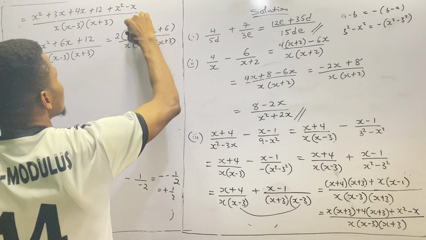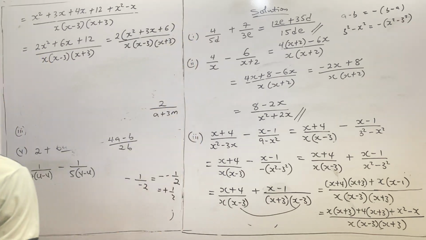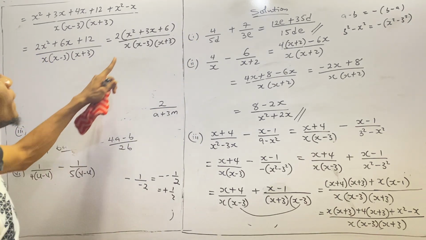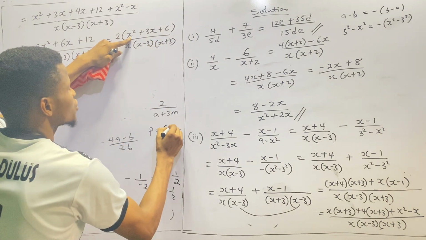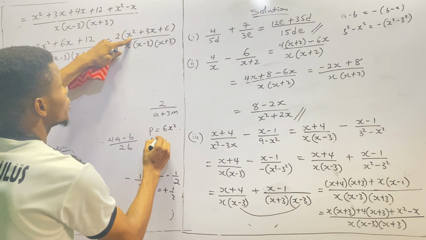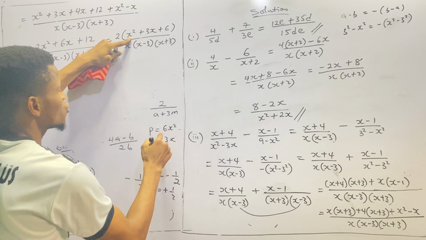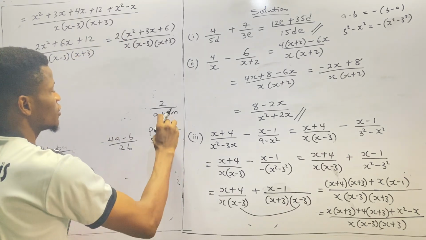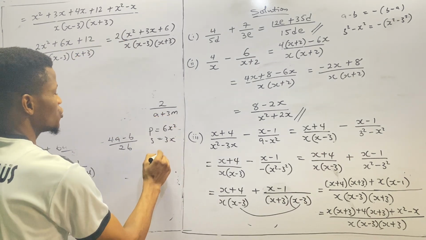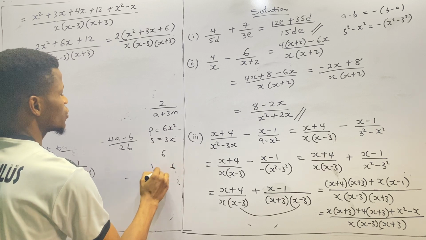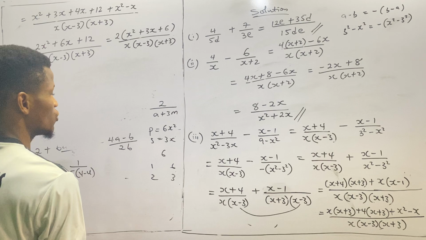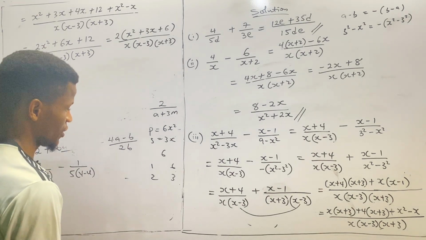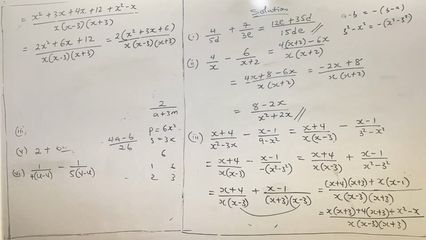So we can factorize this quadratic expression. If we do that, our product of the roots is x squared times 6, which is 6x squared. Sum of the roots is 3x squared. So we need two terms that satisfy both the product and the sum. So we use 6. We have 1 and 6, 2 and 3. Right? So which one will give us 3?